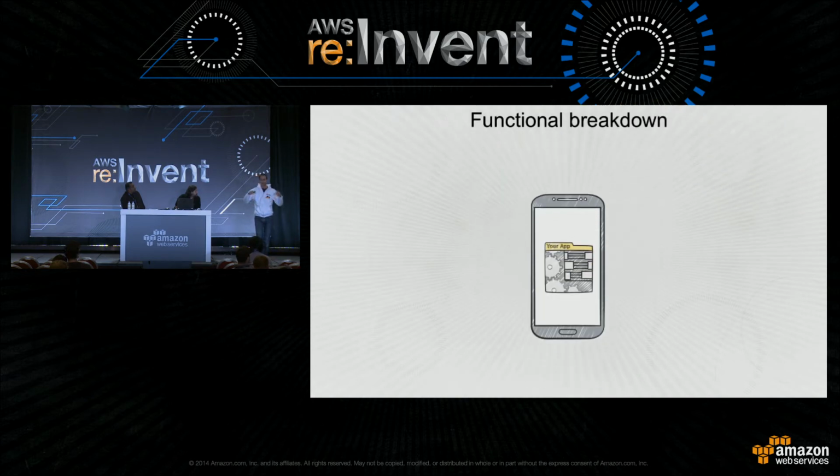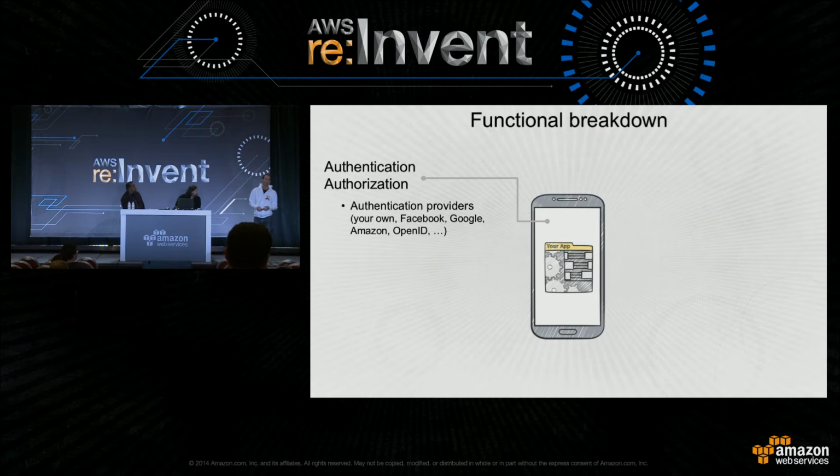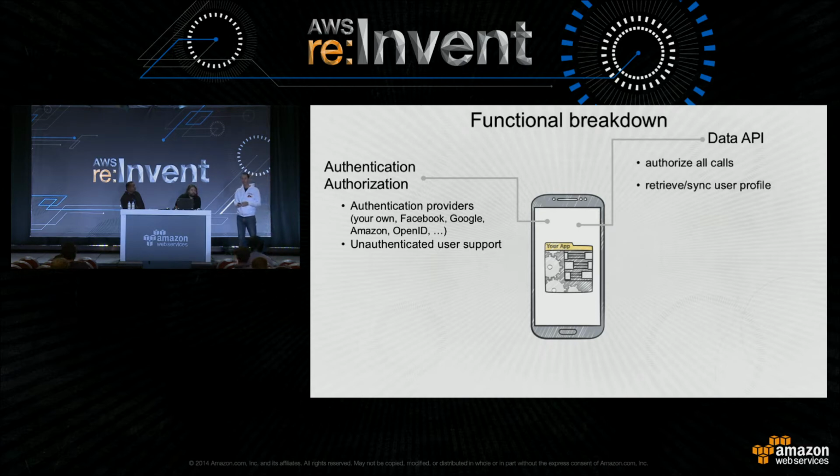So let's look at the functional breakdown of an application itself. You most of the time have something like authentication and authorization, be it an authentication provider like Facebook, Google, or whatever. Sometimes you also want to have unauthenticated user support, meaning you want to authorize your APIs, but you don't need to authenticate the users themselves. So let's look at the data API. You need to authorize the calls. You normally have some user profiles that need to be synced. You have shared data which needs to be written and read out.